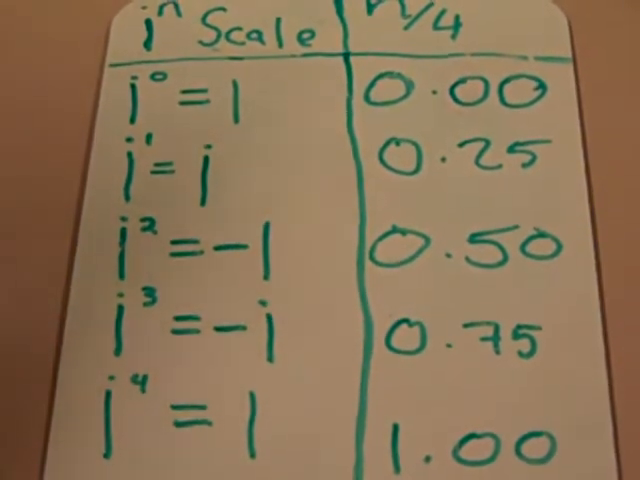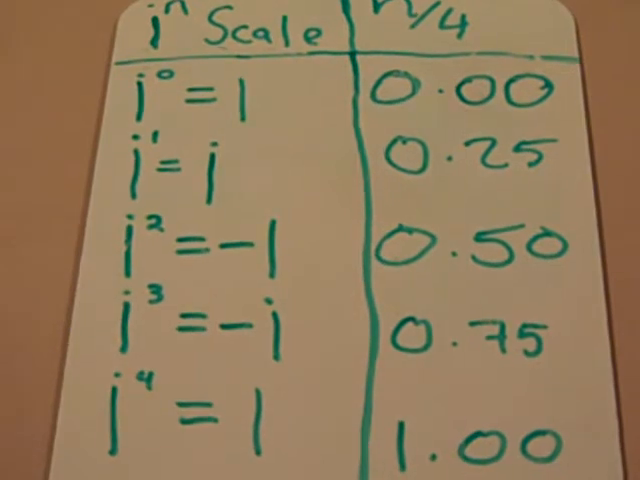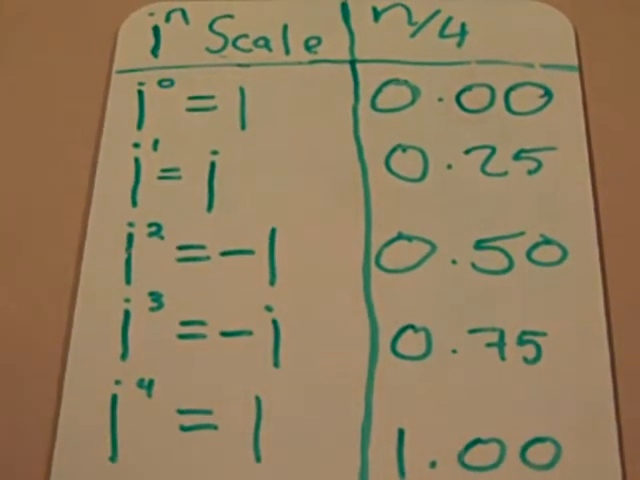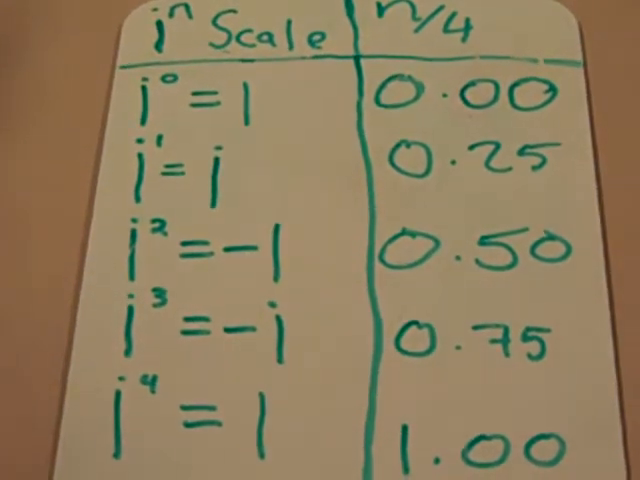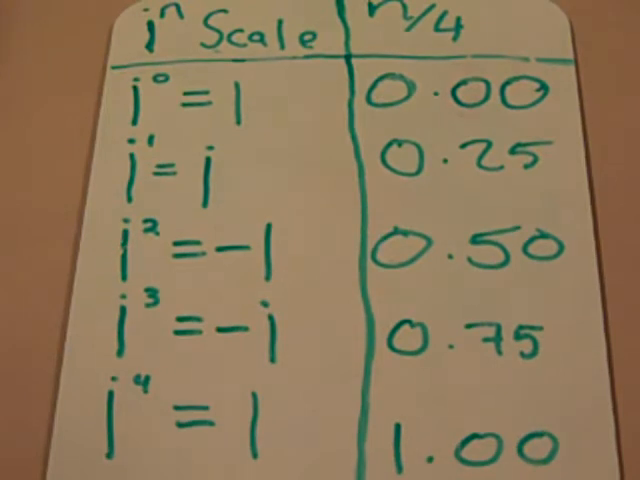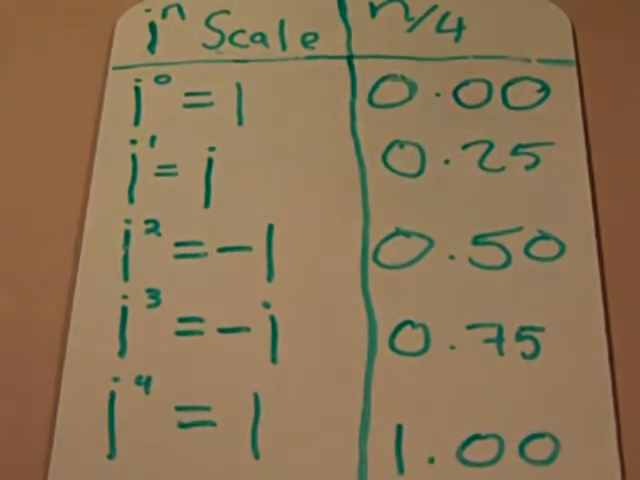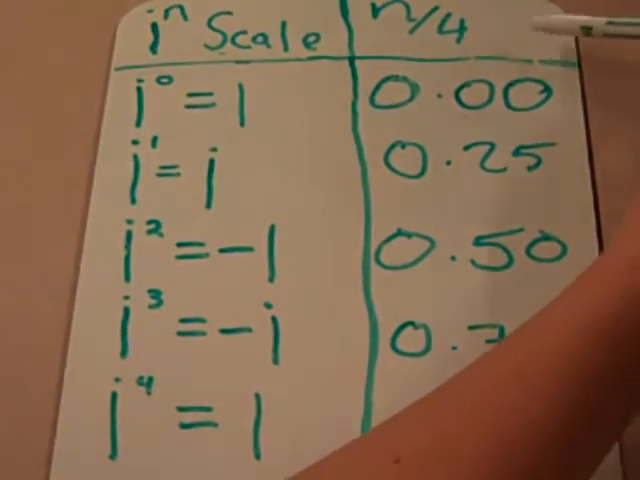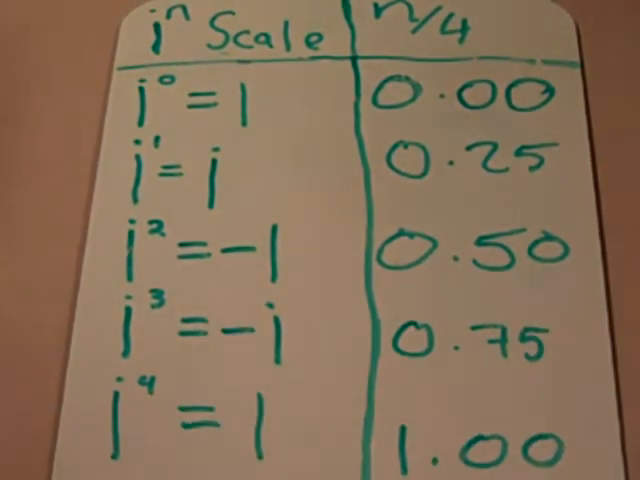Now luckily there's a pattern that develops here. Since i to the 0th power is 1 and i to the 4th is 1, a pattern repeats every 4 powers of i. So if you want to quickly find the value of, say, i to the 77th power, you divide 77 by 4, which is 19.25, and the way you would find the value of i would be to apply your decimal portion to the n divided by 4 scale.